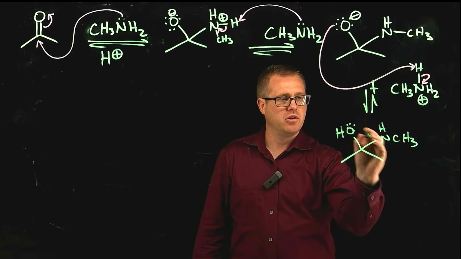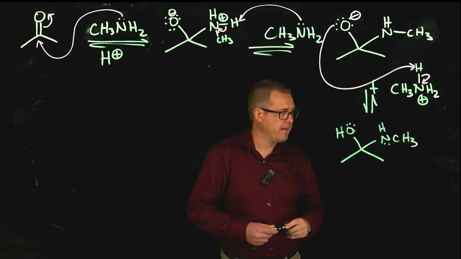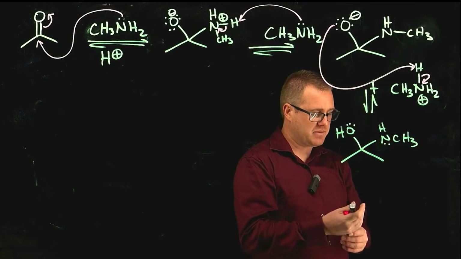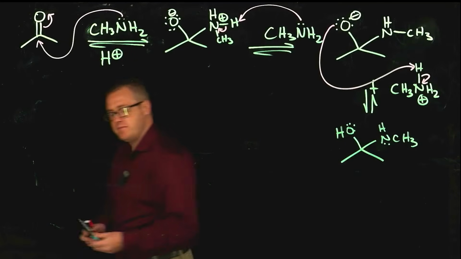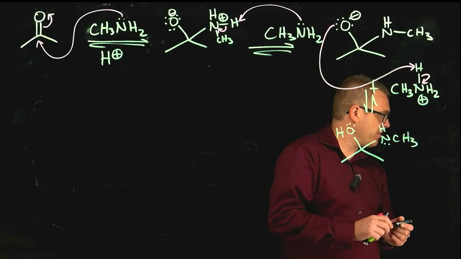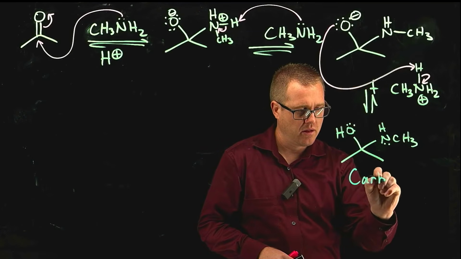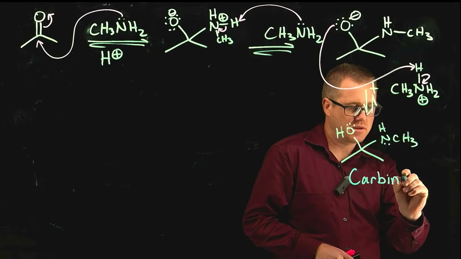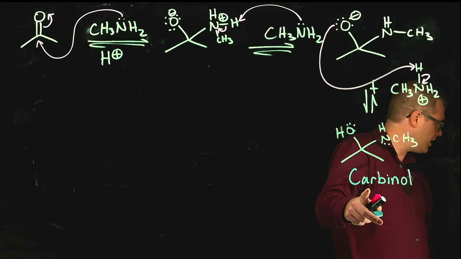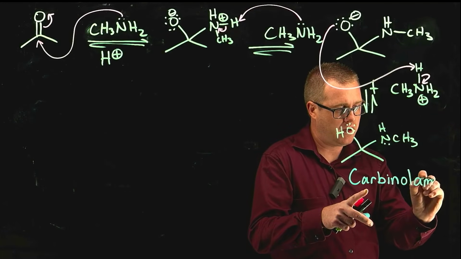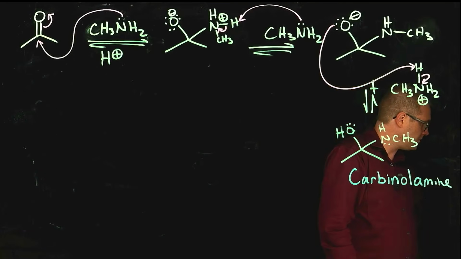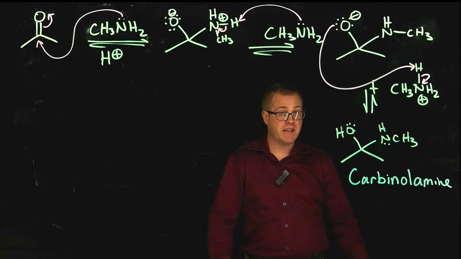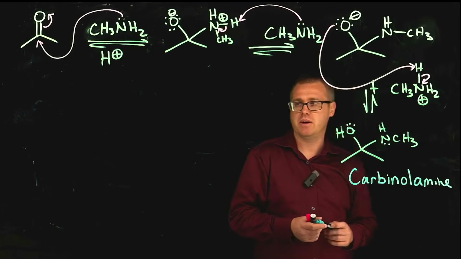And so that would have a lone pair, that would have a lone pair. Now this species right here has a special name to it. And we call that a carbinolamine. Make sure I get this spelt right. Carbinolamine. So that's a special intermediate that has a special name to it.